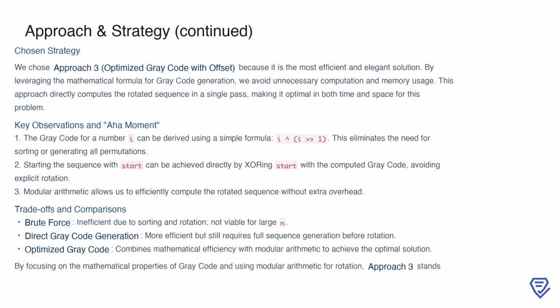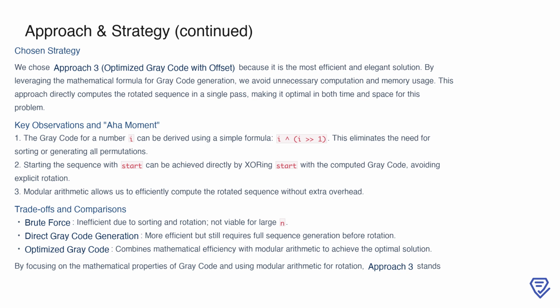Ultimately, we selected the optimized gray code approach because it is the most efficient and elegant solution. By leveraging the mathematical formula for gray code generation, we eliminate redundant computations and minimize memory usage. This method allows us to compute the rotated sequence directly in one pass, making it both time and space efficient.